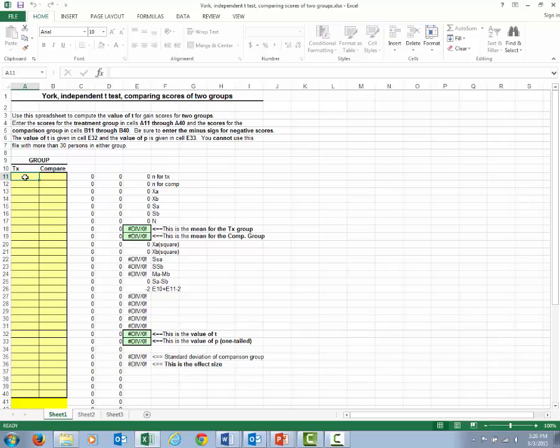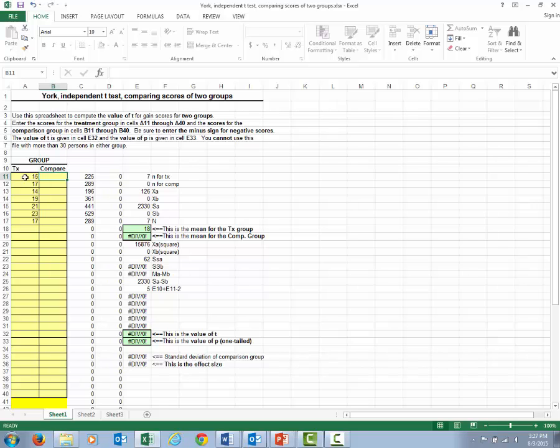So let's start with the treatment group. We have a score of 15 for the first person in the treatment group, a score of 17 for the second person, a score of 14 for the next person, 19, then 21, then 23, then 17. Those are your scores for the treatment group.